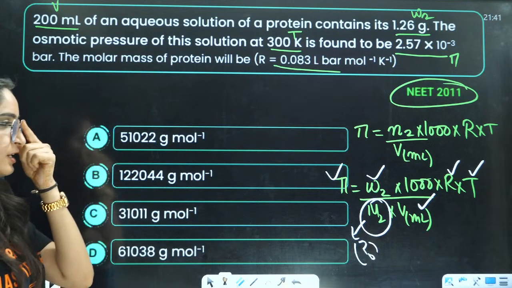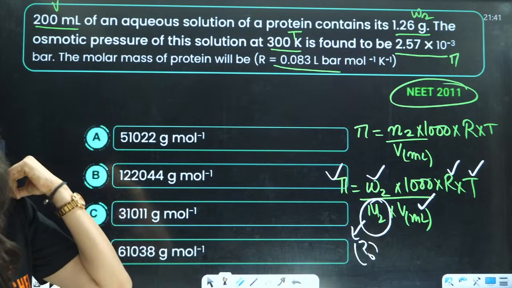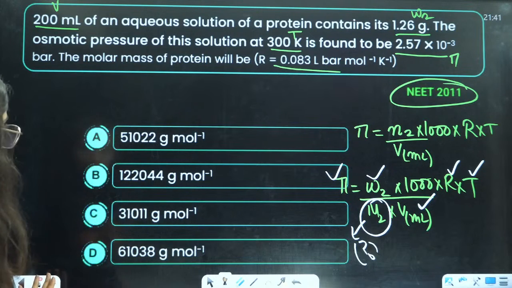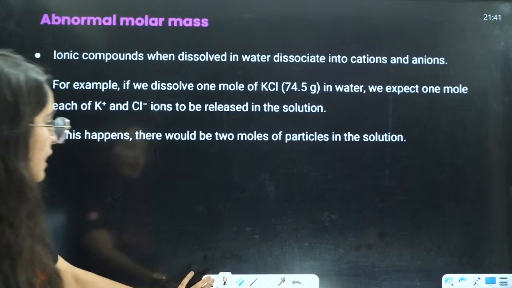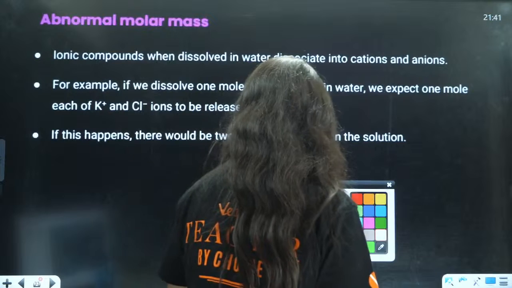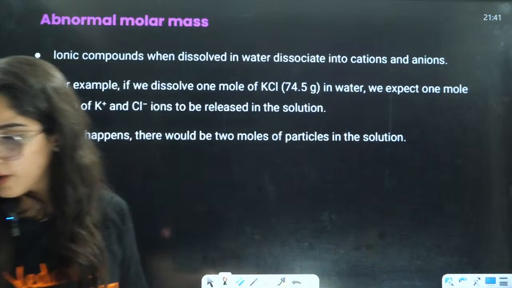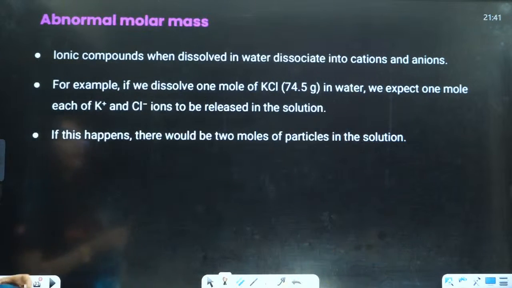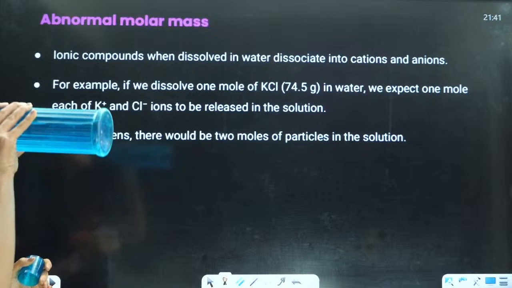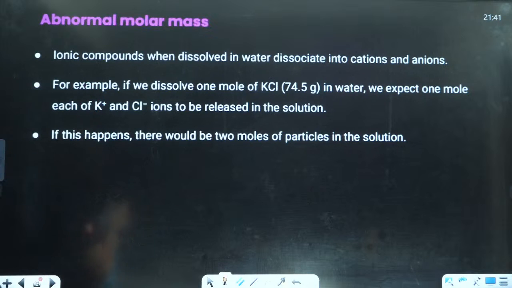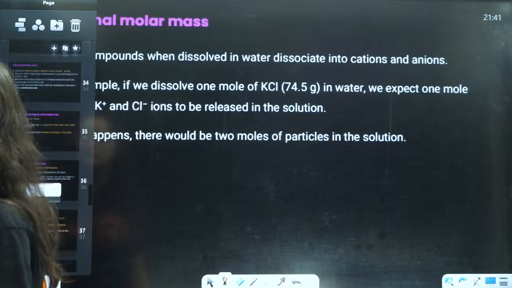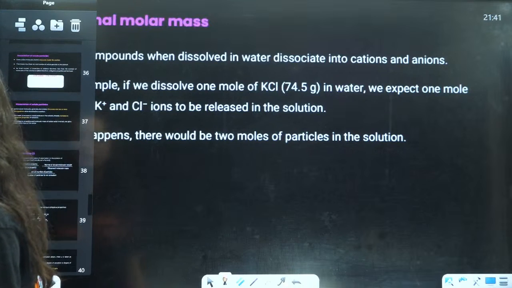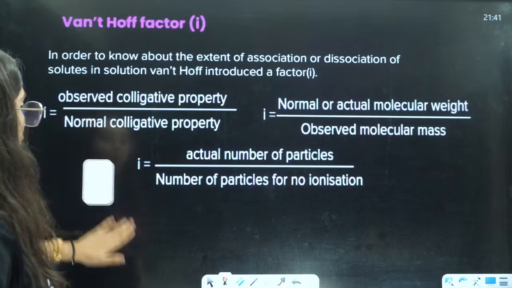Okay, yes. Understood this or not? Yes? Okay, perfect. Now, next is abnormal molar mass and normal. Before that, let us do the Van't Hoff factor, right? I'll discuss this after we discuss the Van't Hoff factor, right? Firstly, we will discuss the Van't Hoff factor.